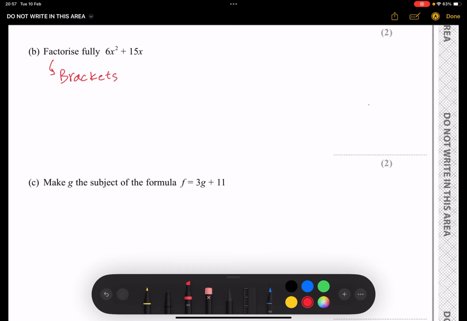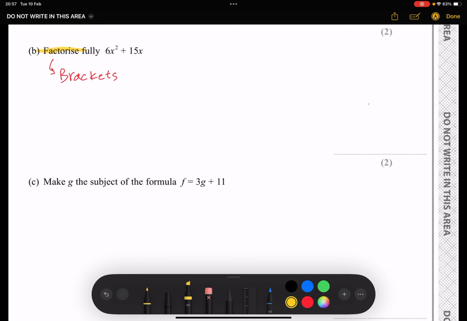So we will start with question B. Factorize fully 6x squared plus 15x. So what does factorize mean? Factorizing means putting into brackets.